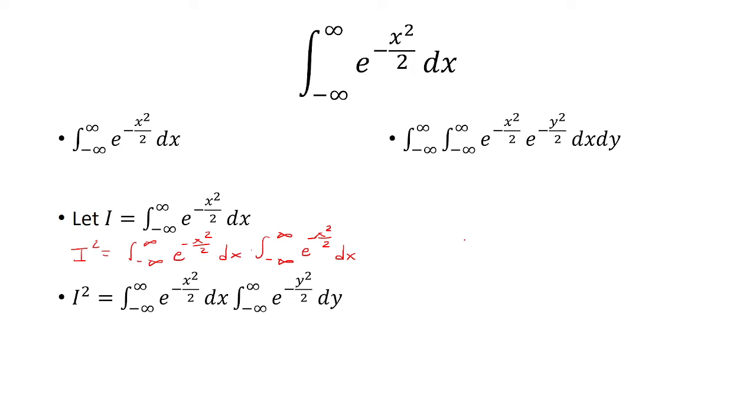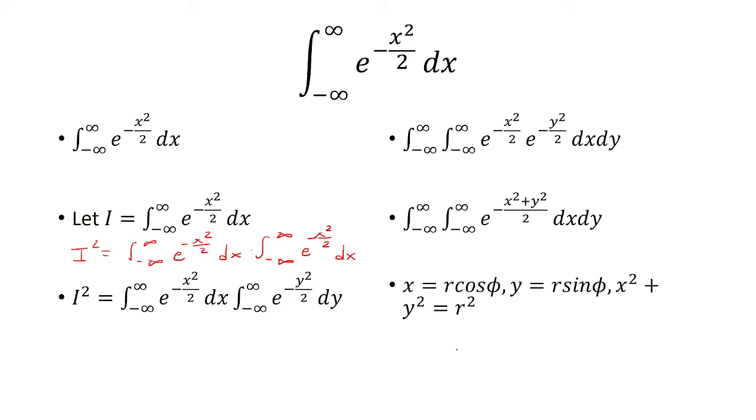Now, using Fubini's theorem, I can bring this together as a double integral. And because I'm multiplying e's here, I'm going to add the exponents. And then from here, I have to convert this into polar. So we're going to make a substitution. We're going to let x equal r cosine phi, which means y equals r sine phi.